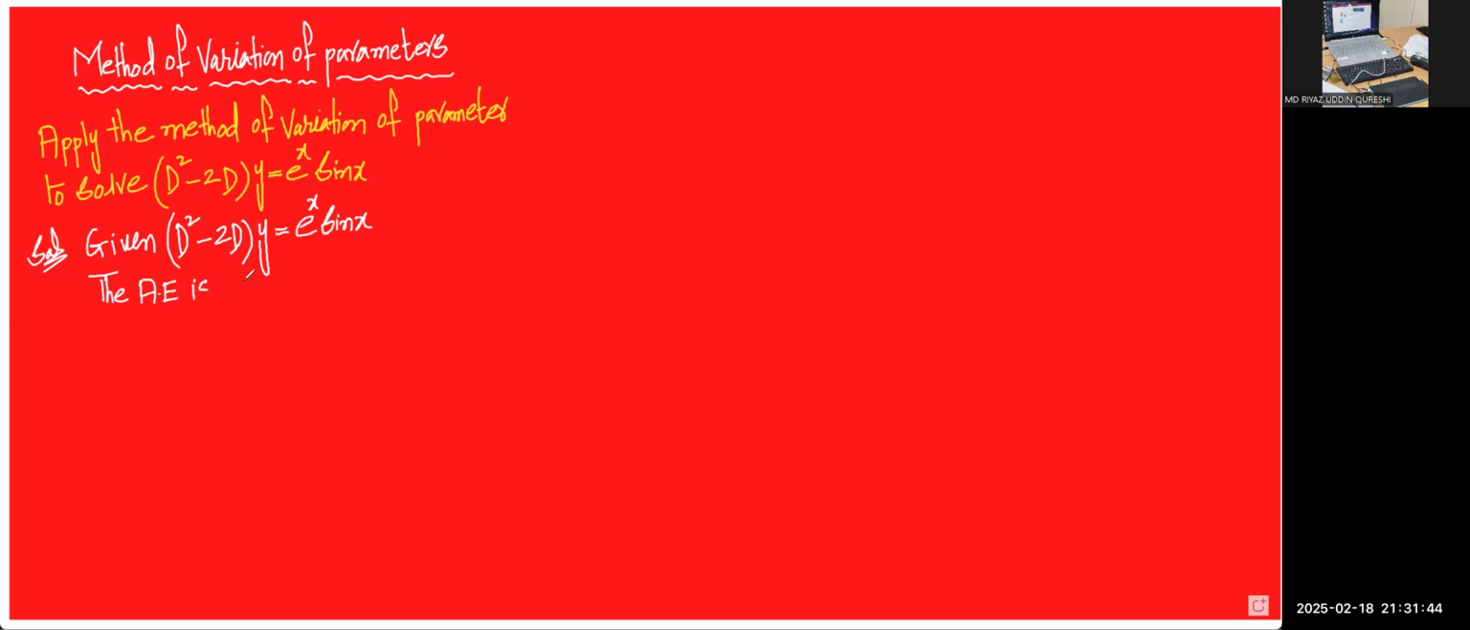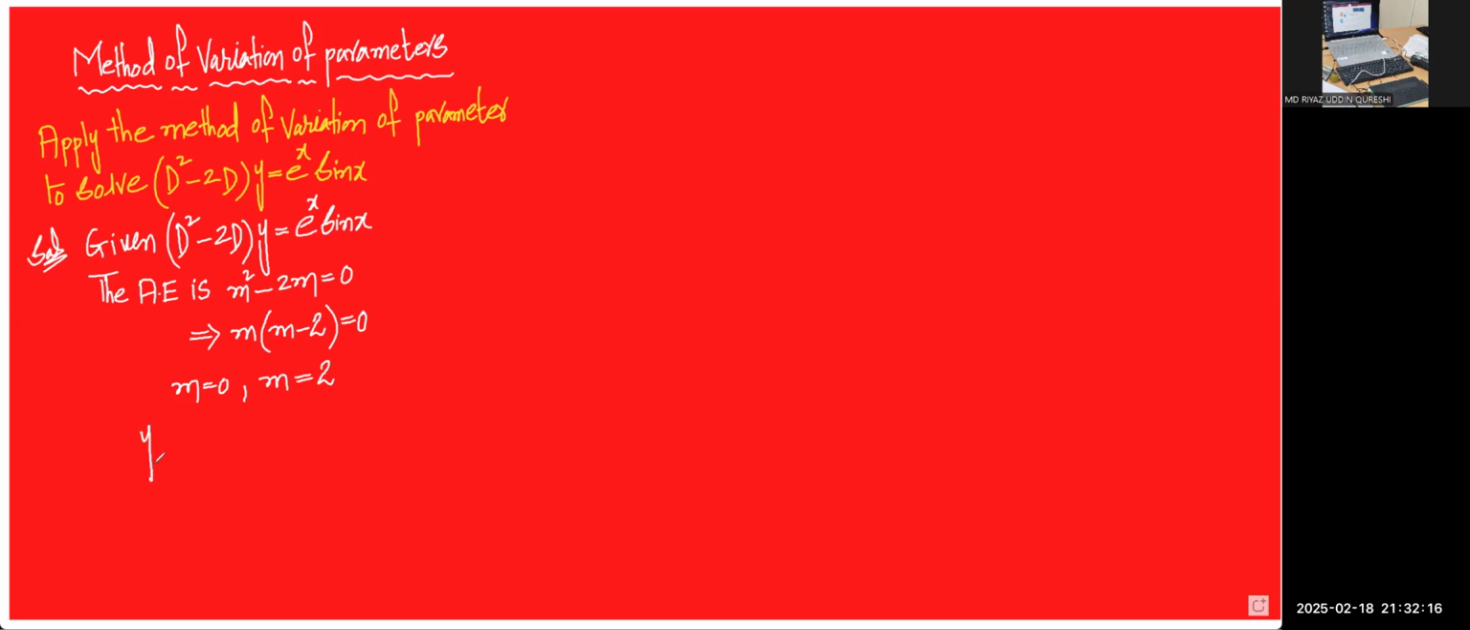D will be replaced with m. Replace D as m, so we get m square minus 2m is equal to 0. Correct? Which implies m common, m minus 2 is left over here, is equal to 0. It means there are two cases. Case 1 is m is equal to 0 and case 2 is m is equal to 2. So we are getting two roots and both of them are different.